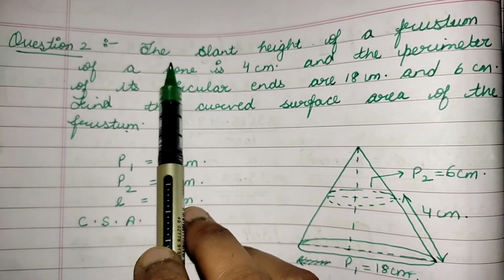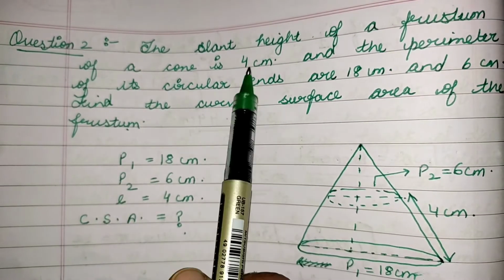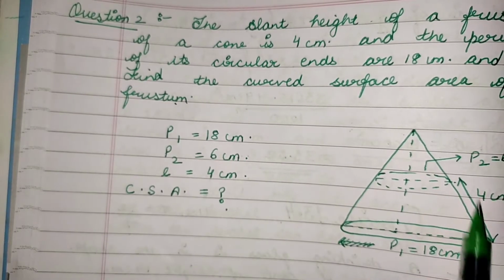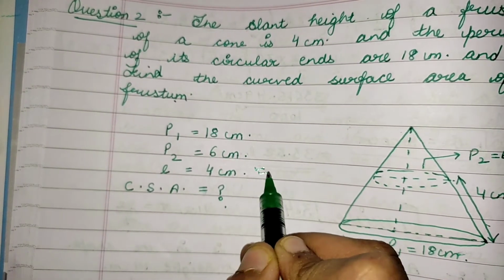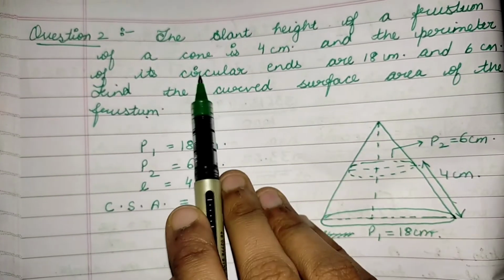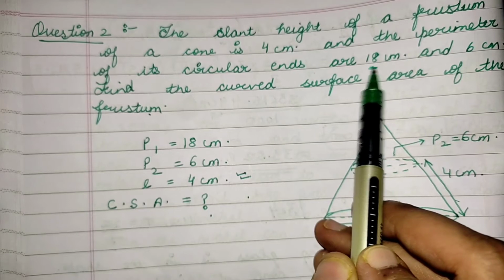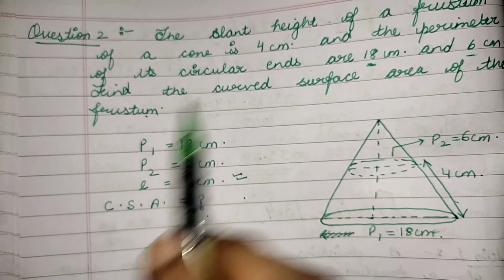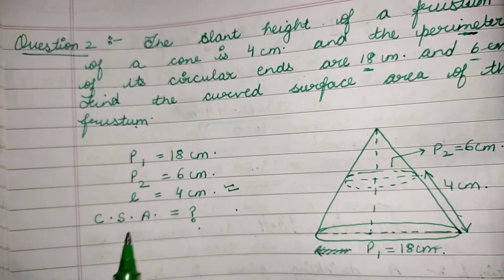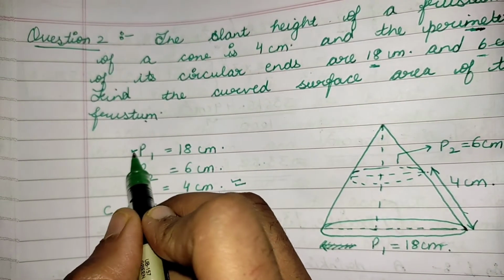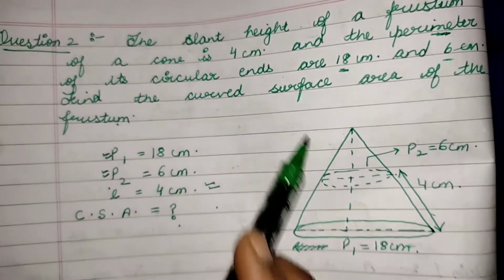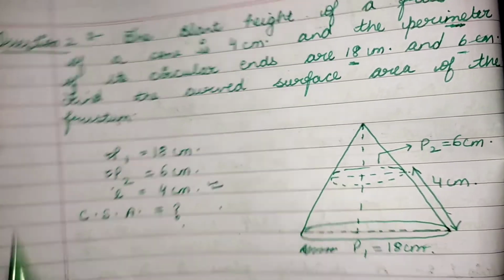Okay. Now moving to question number 2. Question number 2 says that the slant height of a frustum of a cone is 4 centimeter. So this time the slant height of the frustum is given to us, L is equal to 4 centimeter, and the perimeters of its circular ends are 18 centimeter and 6 centimeter. So remember, be careful that this is not radius, this is given to you as perimeter. So the bigger one will be P1 and the smaller one will be P2, and you have to find out the curved surface area of the frustum.